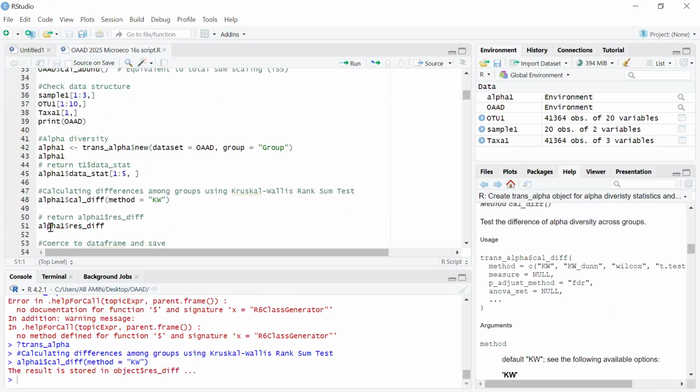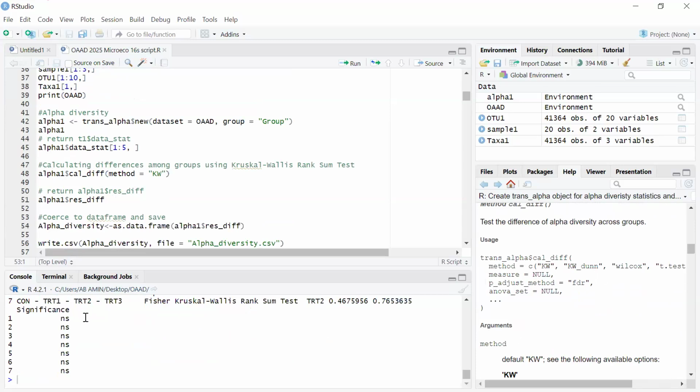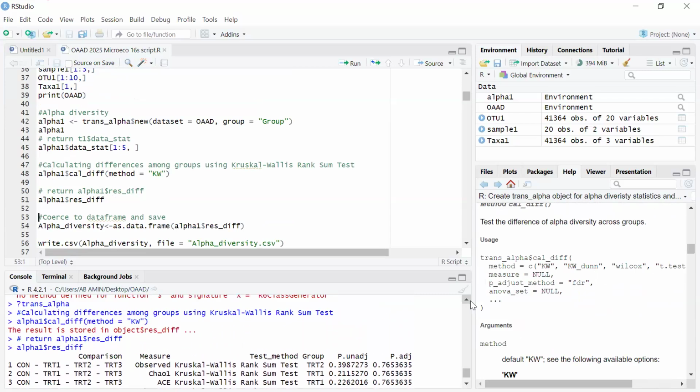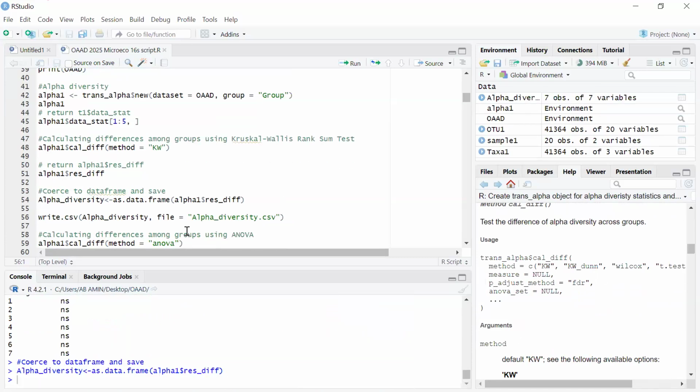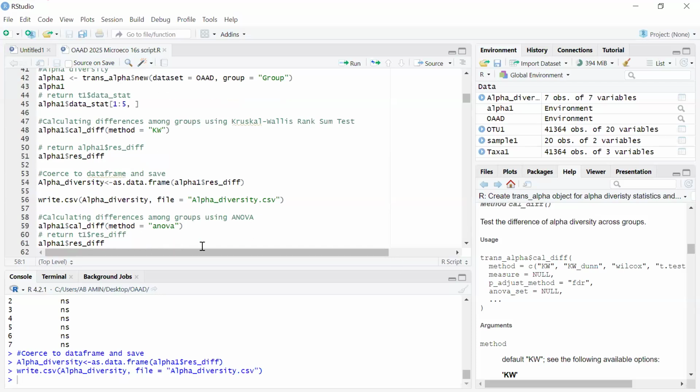So the result is stored. This shows us how the result looks like in text. So we may want to save. If we want to save, this is a function to coerce back to a data frame and save. So the object has been coerced to a data frame and we will write it as alpha diversity CSV. So it has been saved. If you want to check how it looks, we can go back and check. So we will visualize these things so that we appreciate what we are doing.